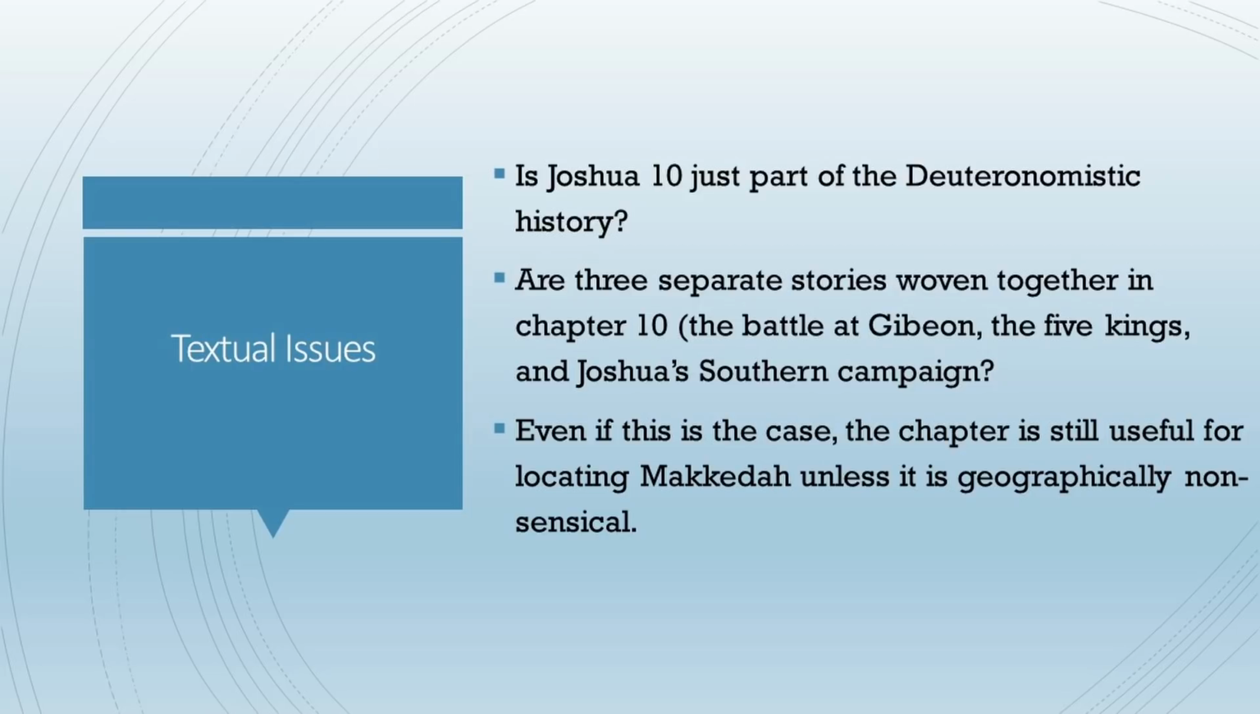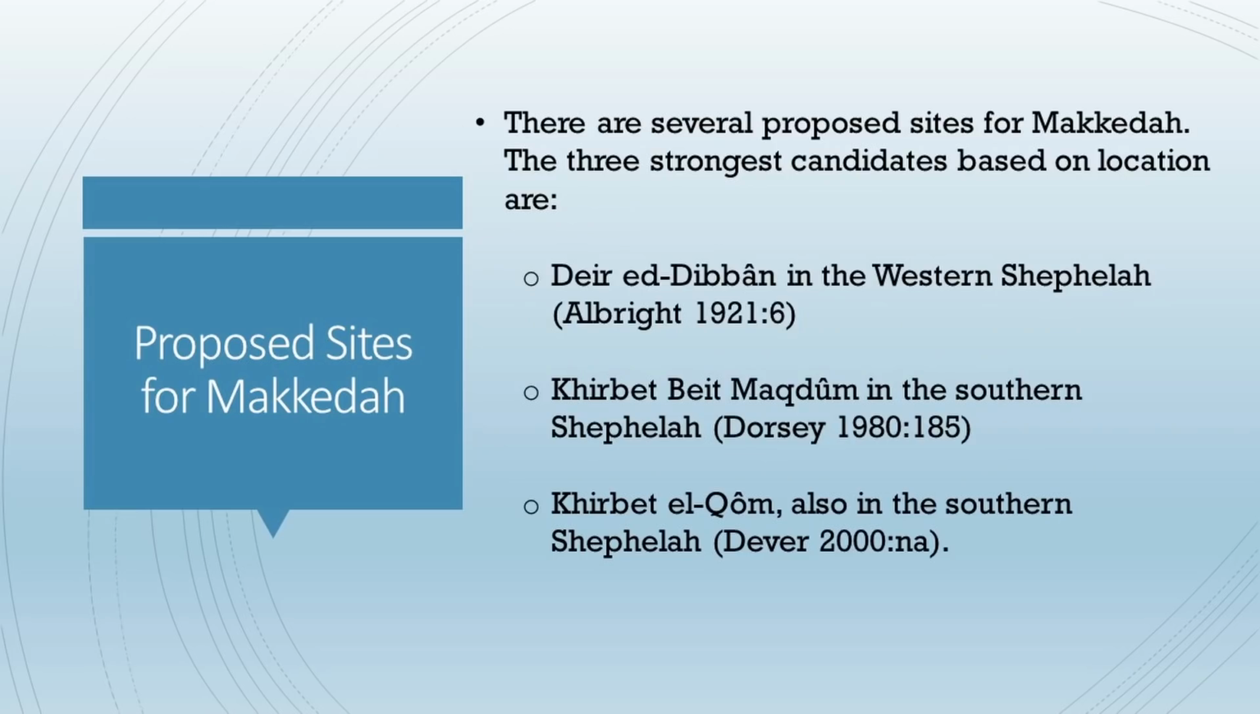It makes sense. All right, the thing you all have been waiting for. What are the possible sites? I've chosen three of what I consider to be the best candidates. Deir Deban in the western Shephelah, closer to Azekah; Khirbet Beit Makdum in the southern Shephelah; and Khirbet El-Kum, which is also in the southern Shephelah.